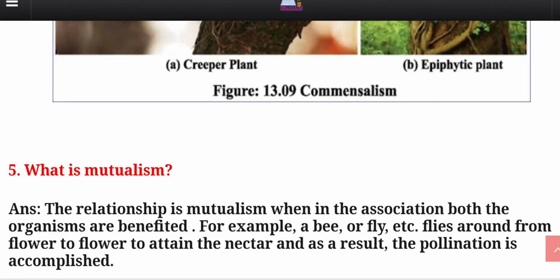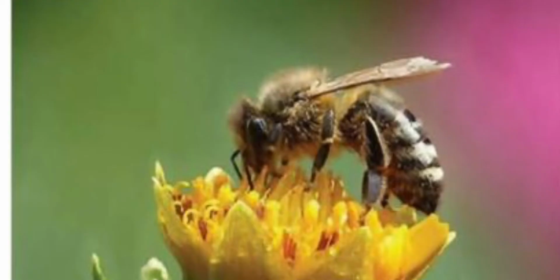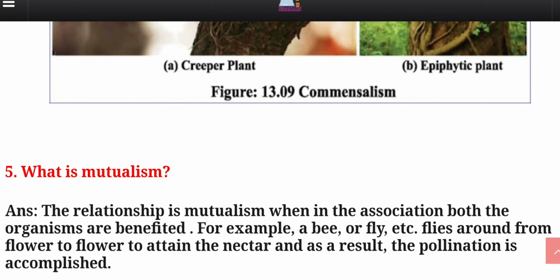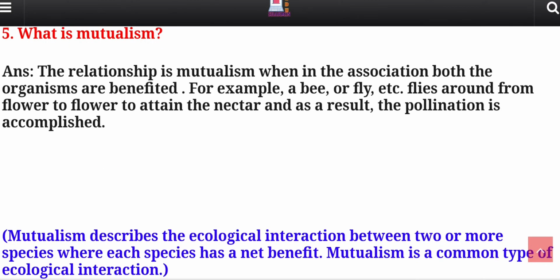What is mutualism? So a relationship is mutualism when in the association both organisms are benefited. For example, a bee flies around from flower to flower to attain the nectar. As a result, pollination is accomplished. So mutualism describes the ecological interaction between two or more species where each species has a net benefit, and mutualism is a common type of ecological interaction.